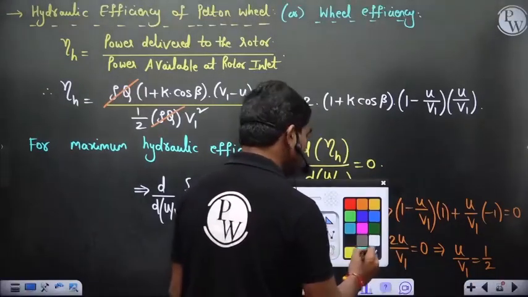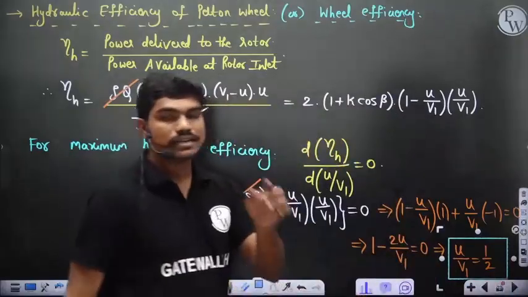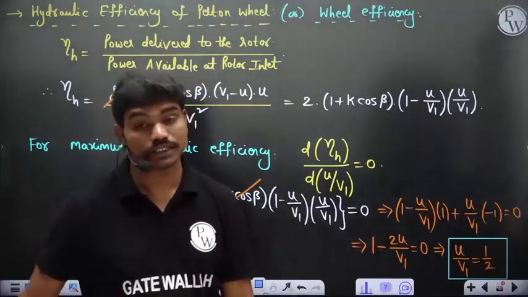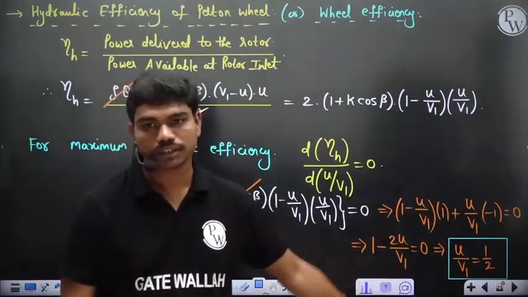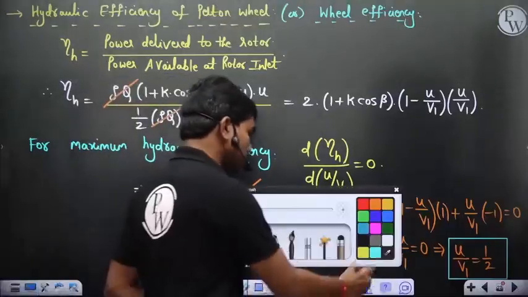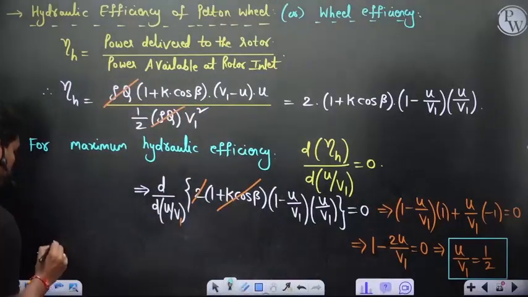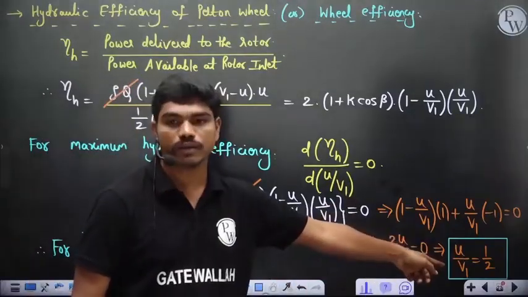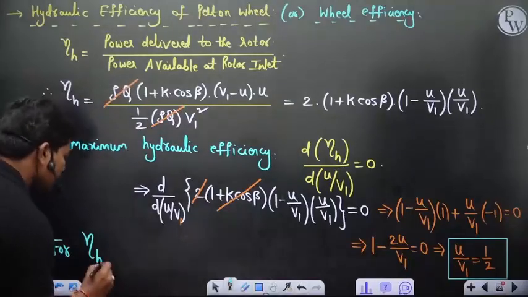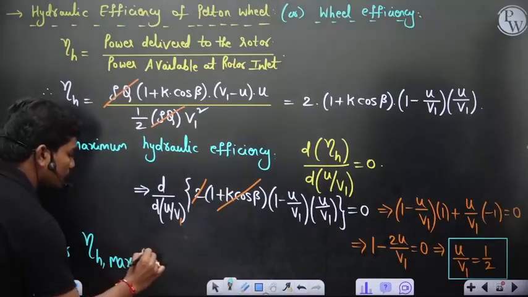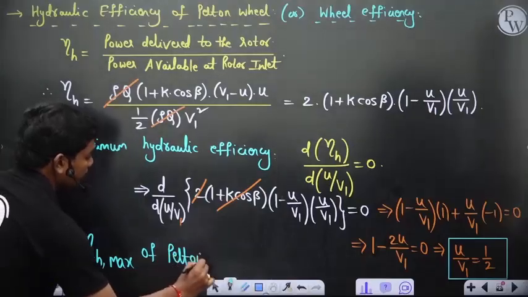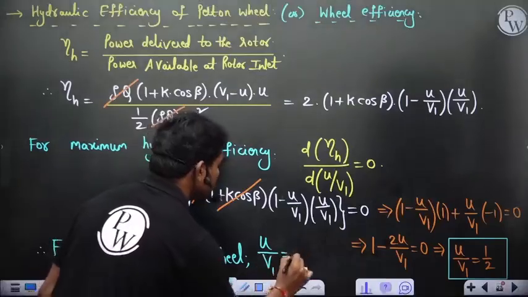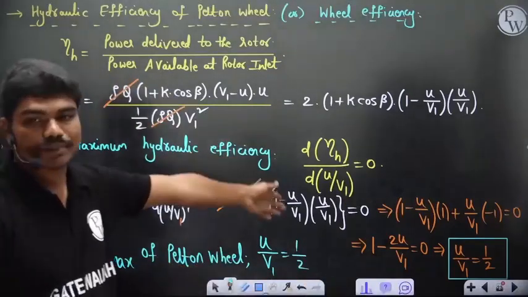So this ratio is actually important. For a Pelton wheel to have the maximum wheel efficiency, the peripheral speed of the bucket should be half of the jet velocity. This is a very important conclusion. Many times in GATE they have asked this. So u by v1 is equal to 1 by 2, of course. If you want to confirm the maximum, you can calculate the second derivative and put u by v1 equal to 1 by 2. You will get a negative value. So for eta h max of Pelton wheel, u by v1 is equal to 1 by 2. This is a simple bit of maths: first derivative equal to 0.